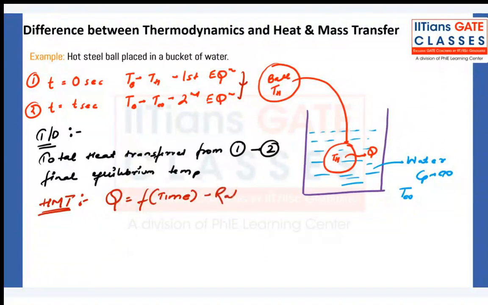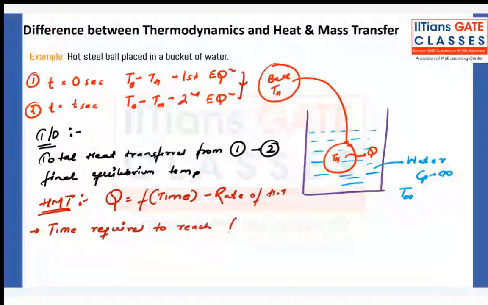This is called the rate of heat transfer. Whenever heat transfer is expressed with respect to time, it is called a flow rate. So what will HMT tell you? It tells you how much time is required to reach from the first equilibrium state to the second equilibrium state. In thermodynamics we never talk about time.